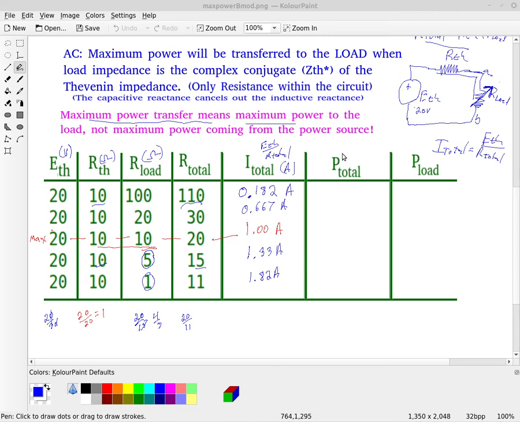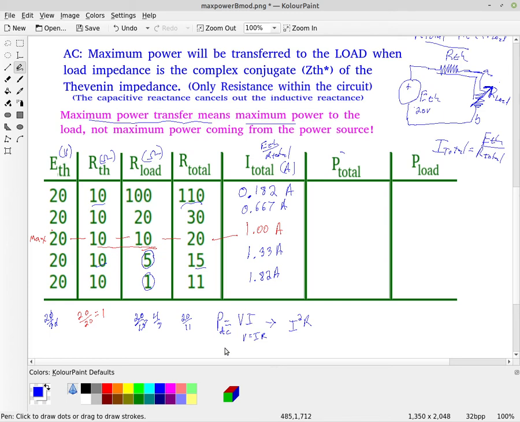Okay, so total power. We know from DC class that power in DC is simply equal to the voltage times the current. However, if we use Ohm's law, we can get that the voltage is equal to I times R, and so therefore we can say that power is equal to I squared R. And this is for DC.